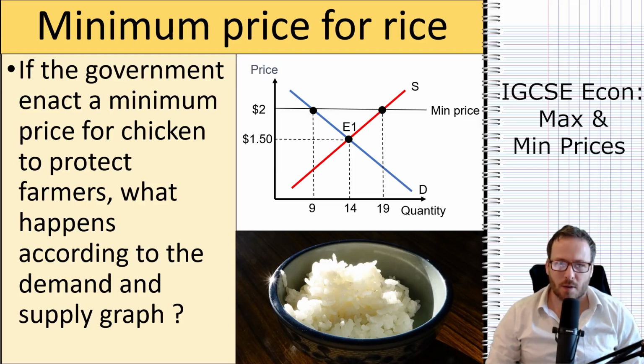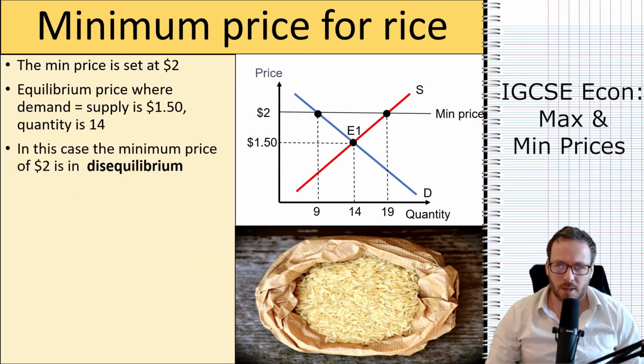Can you pause the video and work out what's going on? We know there's a disequilibrium. And we also know with the higher prices, suppliers that were originally going to supply 14 million chickens are now willing to supply 19 million chickens.